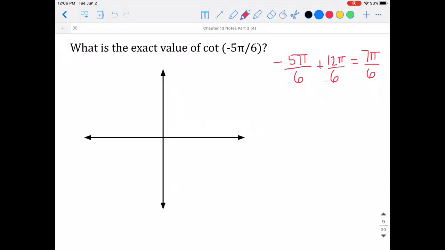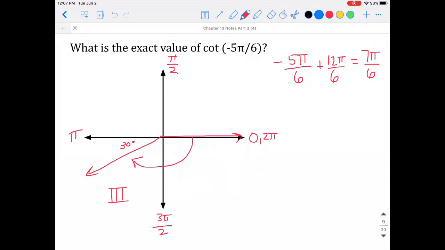For our unit circle, if we label, we have 0, pi over 2, pi, 3 pi over 2, and 2 pi. So the angle 7 pi over 6 is going to be in our third quadrant, where our x values and our y values are both negative. And because the denominator is 6, that means this is a 30-degree reference angle. And remember, if we draw out this angle, -5 pi over 6, we're going to be moving in the clockwise direction because it is negative. So we have a reference angle of 30 degrees.